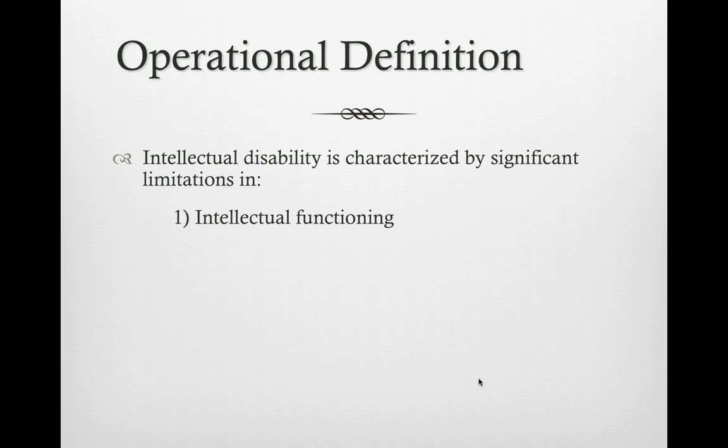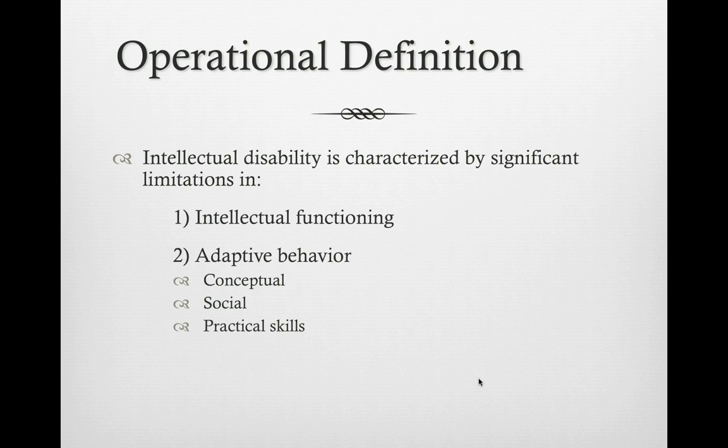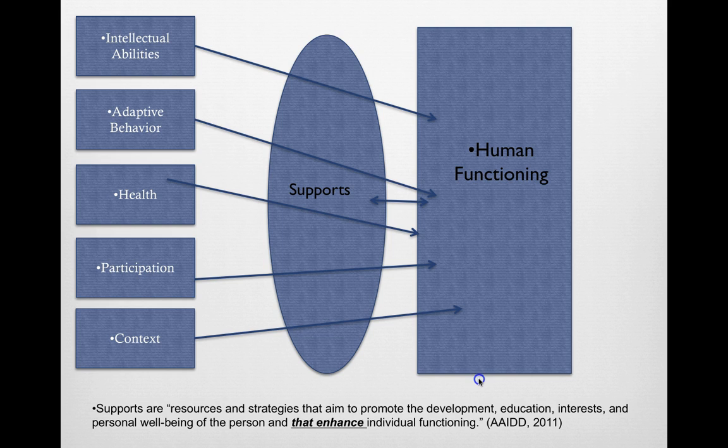Remember these things, and we talked about these in lecture one: deficits in intellectual functioning and adaptive behavior. And adaptive behavior has three domains: conceptual, social, and practical skills. We'll talk a little bit more about what each of those things are very shortly. And then remember, the disability needs to originate before age 18, so during that developmental period.